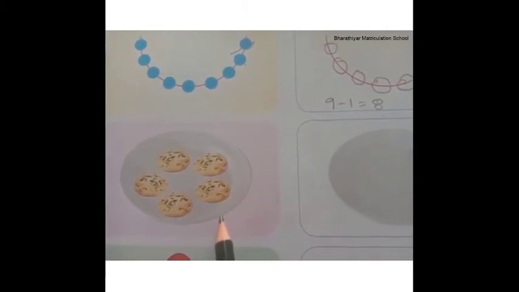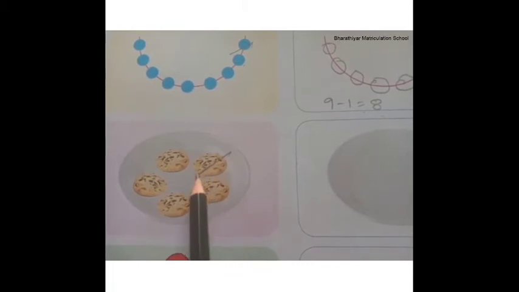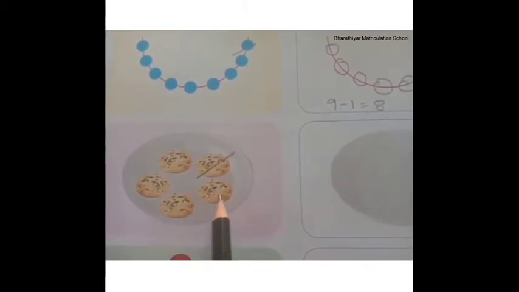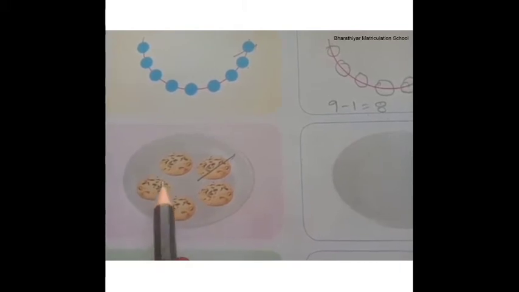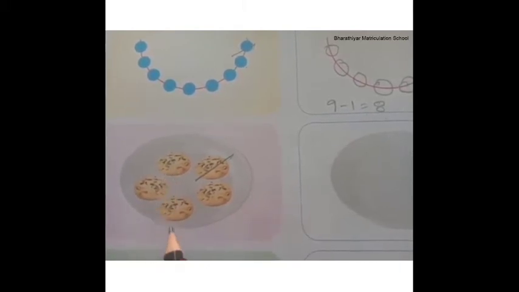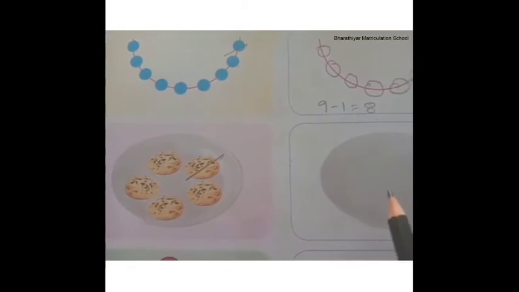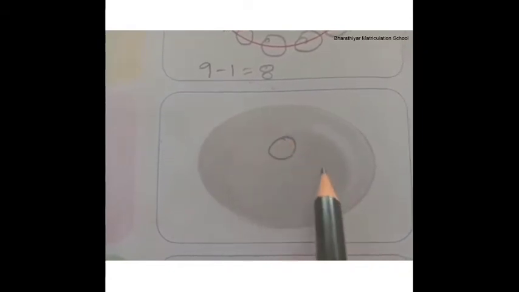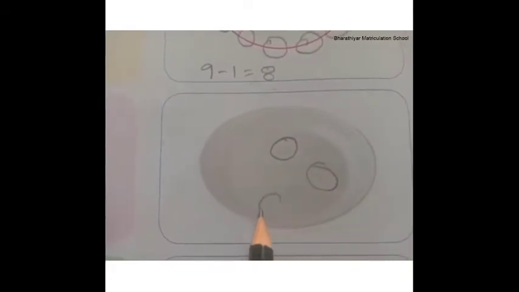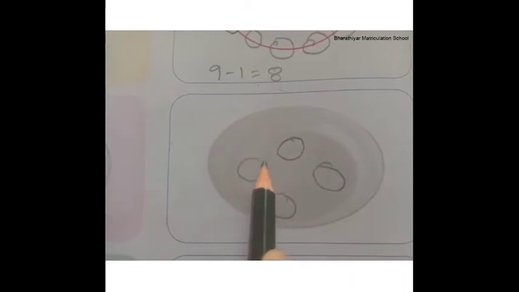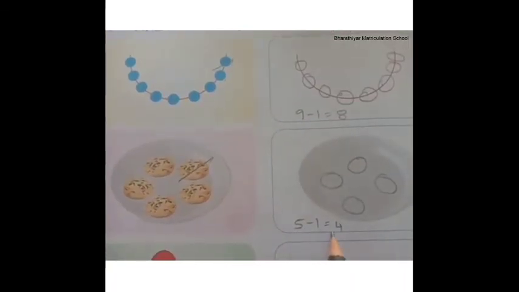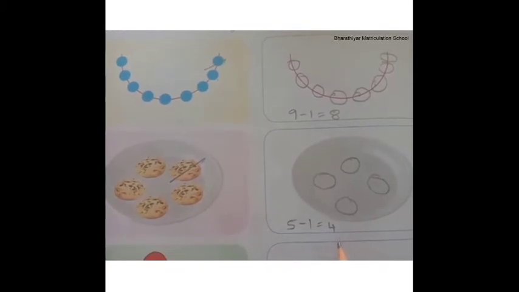Children, cross out one biscuit. Now count the remaining biscuits. 1, 2, 3, 4. There are 4 biscuits. So, draw the 4 biscuits here. 1, 2, 3, 4. Therefore, 5 minus 1 is equal to 4.